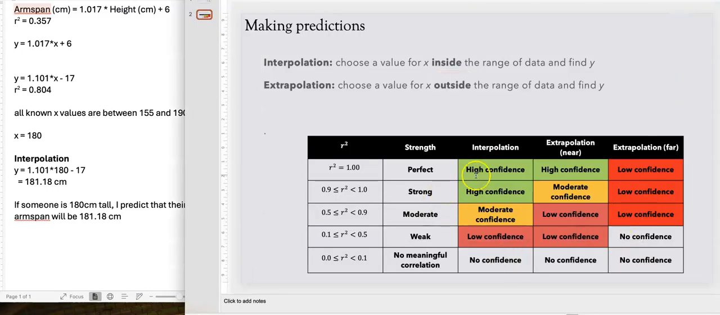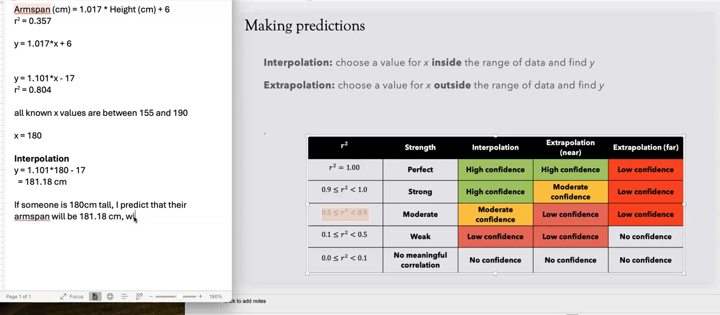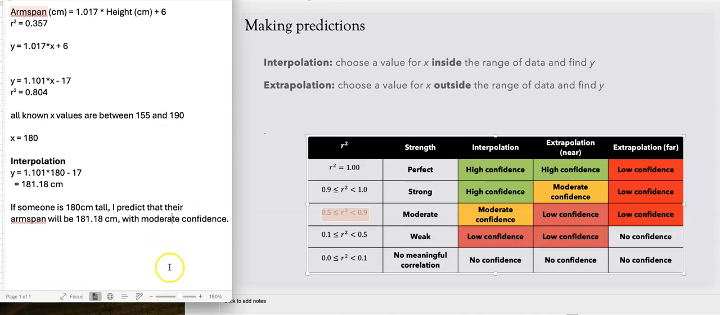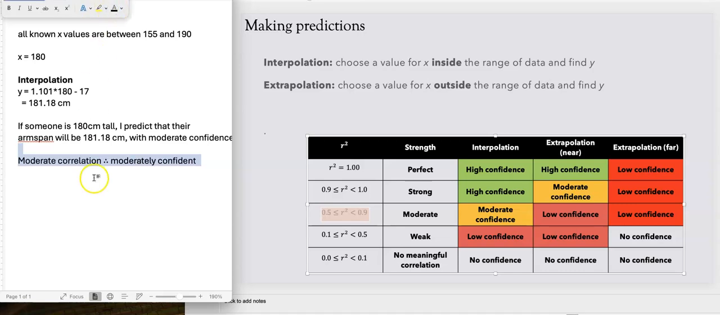Now, here's where we need to qualify this a little bit, and this is where we get to our table here. So I've done an interpolation. X was inside the range of the data, and I found Y. But R squared is 0.804, right? That value there. So I'm only making this prediction with moderate confidence. All right, and that's it. That's just saying they're moderately correlated, so we're moderately confident about that data.